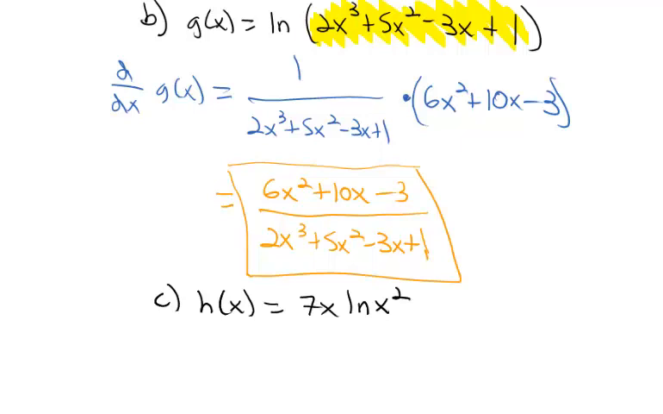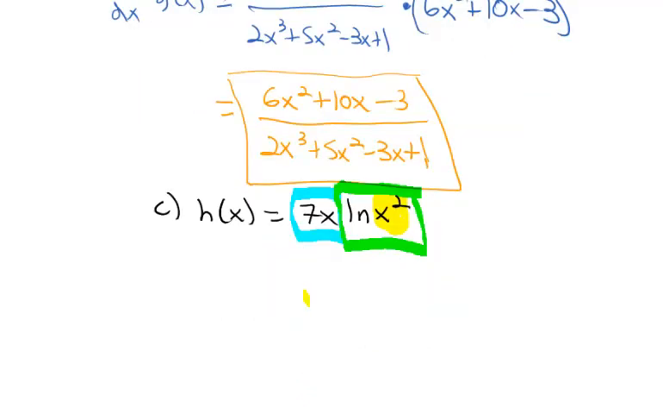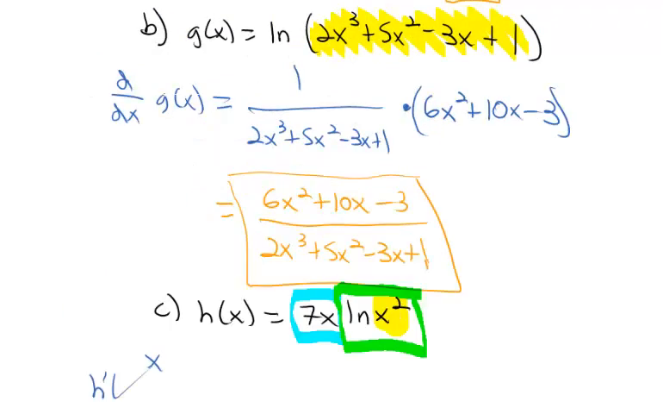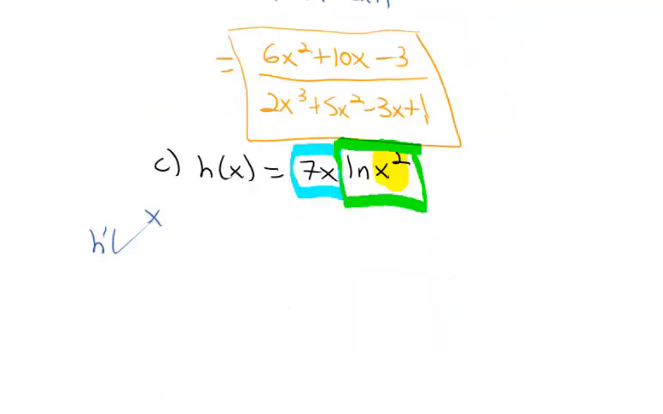Again, we will see that we've got some guts. We also see that we've got a product, 7x times the natural log. So we're going to have to use our product rule here, h prime of x.